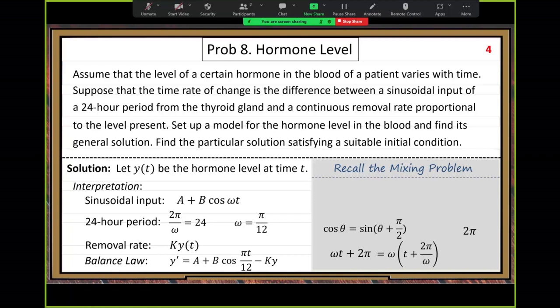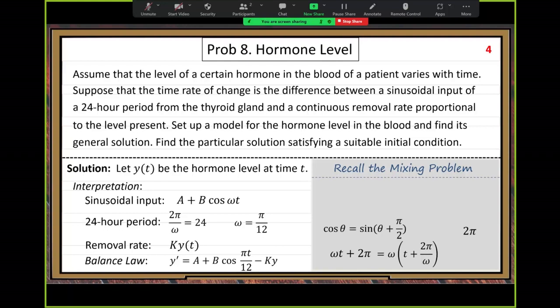The time rate of change, y prime, right? Change of what? The hormone level. The time rate of change of the hormone level, that's the y prime expression. It equals, on the right-hand side, a difference. The first term in that difference is the sinusoidal input. The input is a sine-like function, that sine curve.